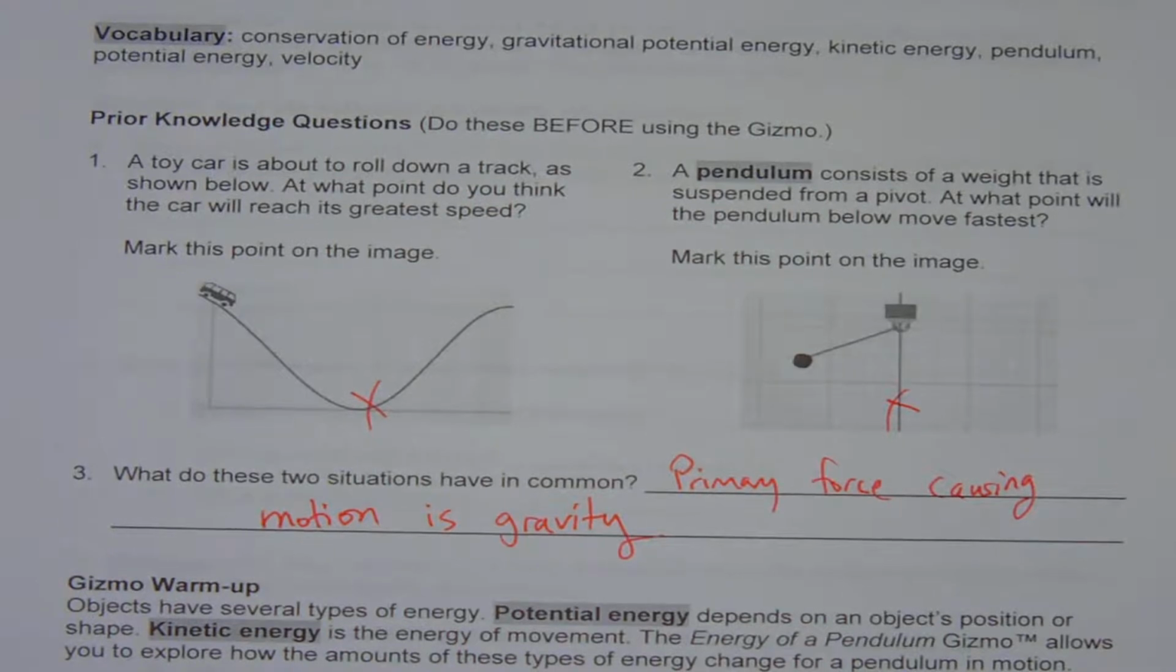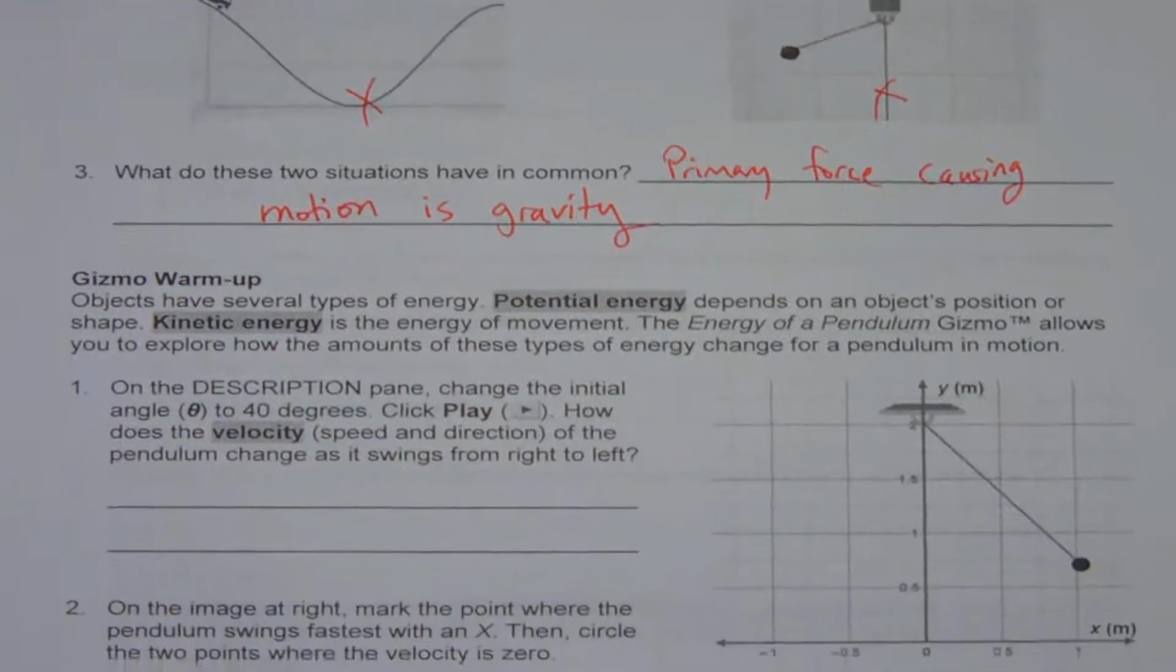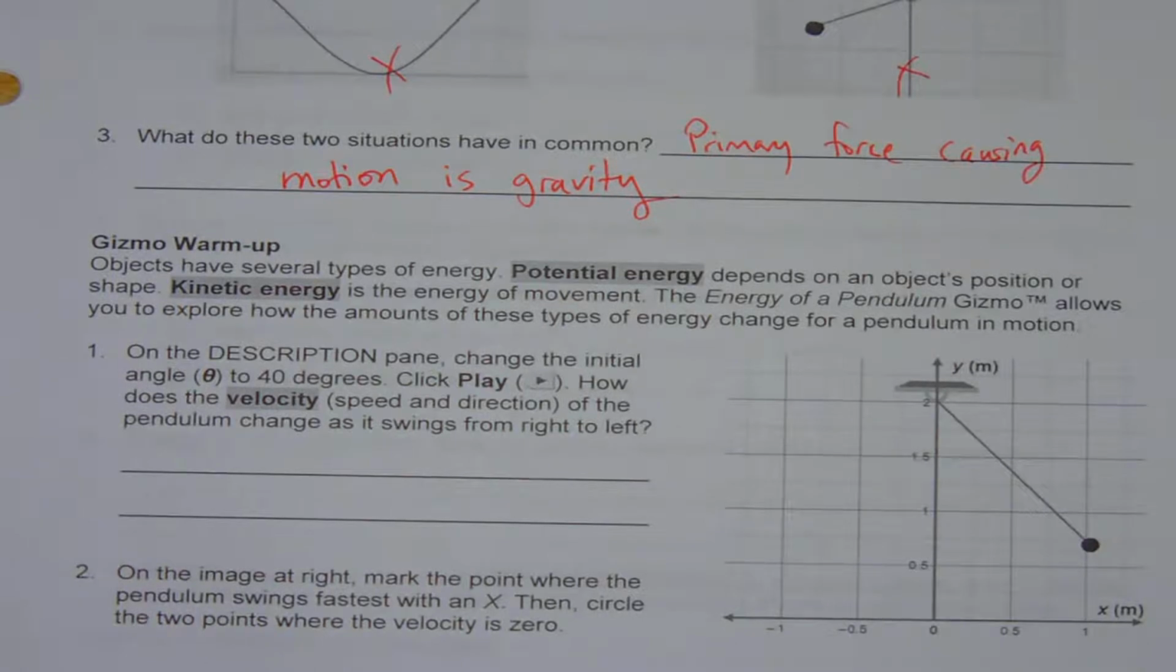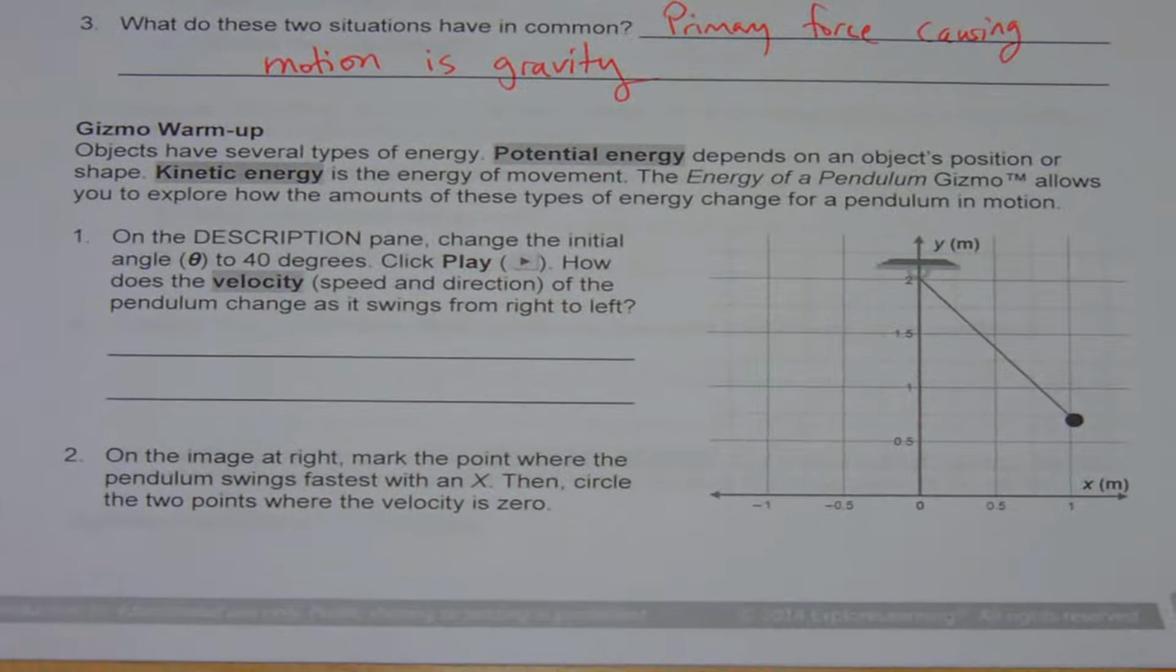Okay, on the warm-up, as always, I can't show you both, so hopefully you have your Chromebook fired up. You are on the Energy of a Pendulum gizmo. If you need to pause me to get there, then pause me to get there. This stuff isn't going to make sense. It says objects have several types of energy. Potential energy depends on position or shape. Kinetic energy is the energy of movement. This gizmo allows you to explore how the amounts of these types of energy change for a pendulum in motion.